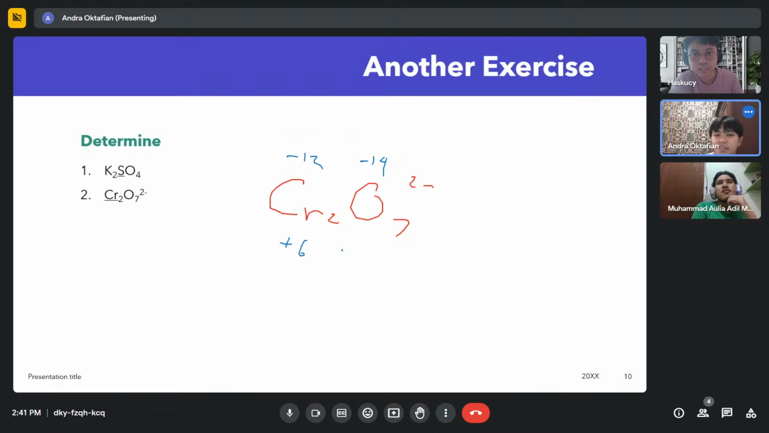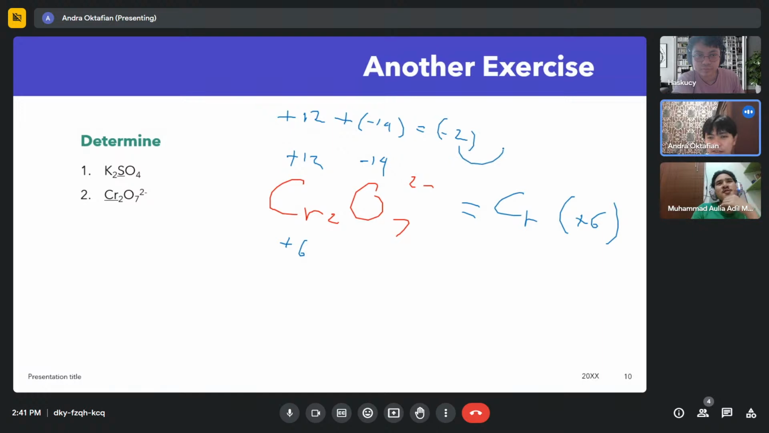The chromium in Cr2 is actually plus 12. Are you sure about it? Yeah, actually, it is true. It should be plus 12, not minus 12. It is because when you calculate plus 12 and minus 14, it would result in minus two. So it is the charge.